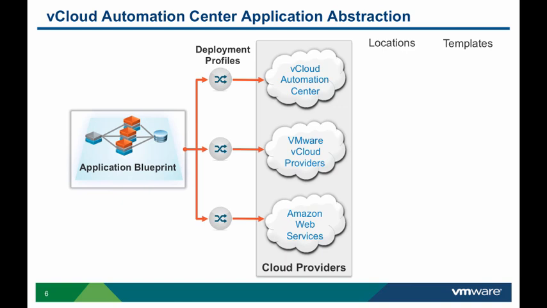One obvious reason to have multiple deployment profiles is if the application needs to be deployed in multiple cloud providers. Each cloud provider must have a unique deployment profile which describes the specific location and infrastructure template to be used, and the location of the resource where the VM should be provisioned.